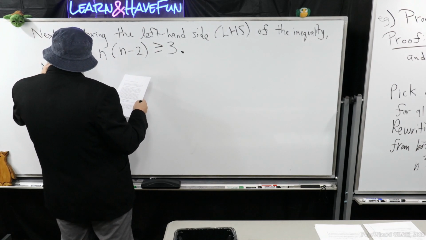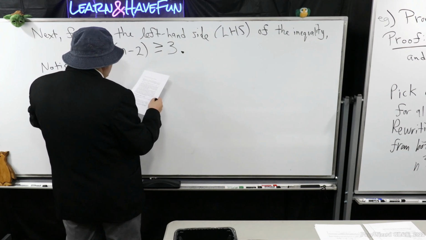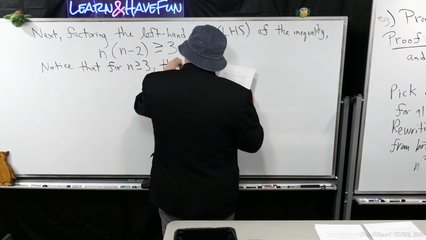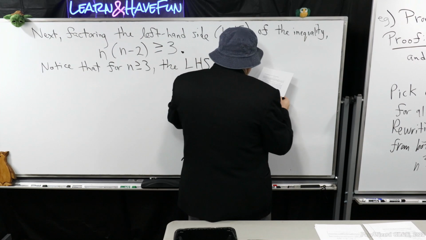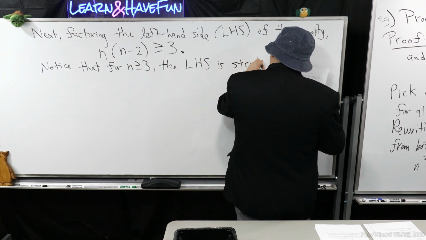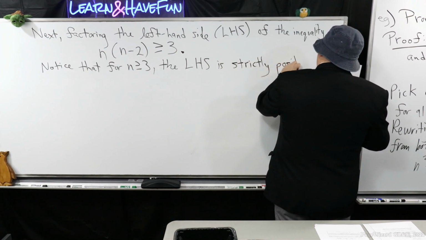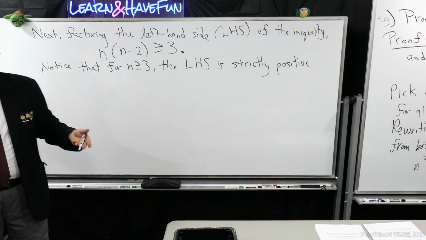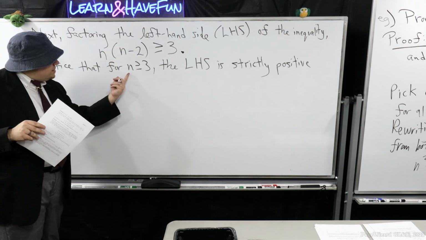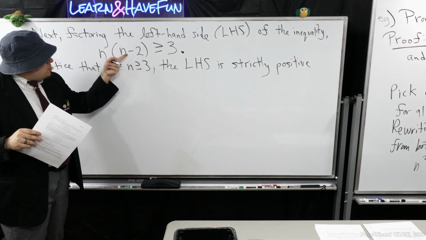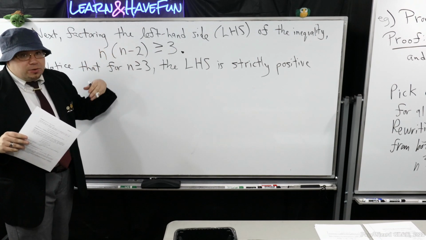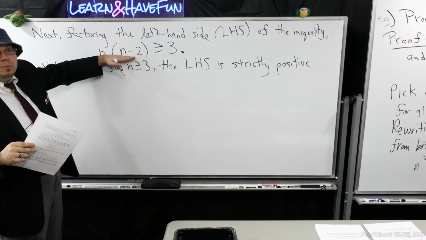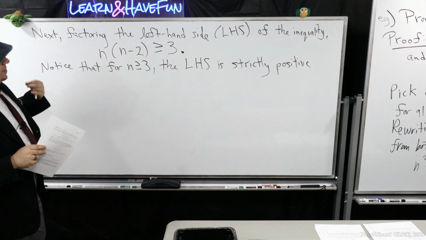Notice that for n greater or equal to 3, the left-hand side is strictly positive, meaning it's a strictly positive number. Why is this? Because, first, n itself is always going to be a positive integer, right? But notice that if I pick n as 3 or greater, it's going to be 3 minus 2 is 1, 4 minus 2 would be 2, 5 minus 2 is 3, and so on. This always will increase in its value because n may get larger, right?